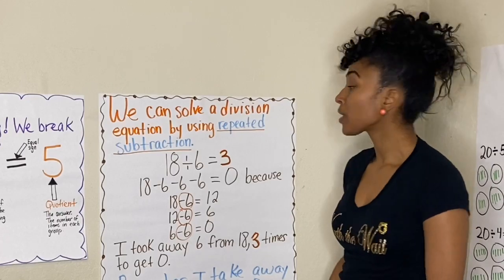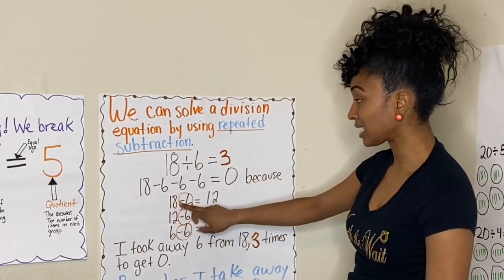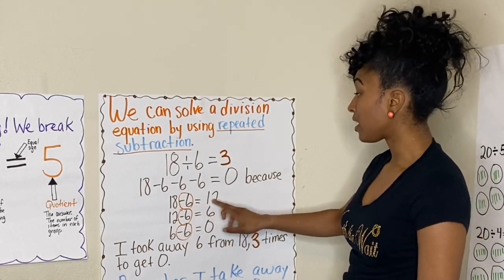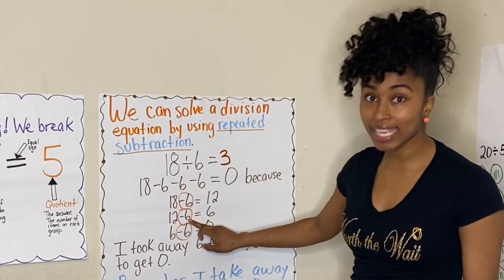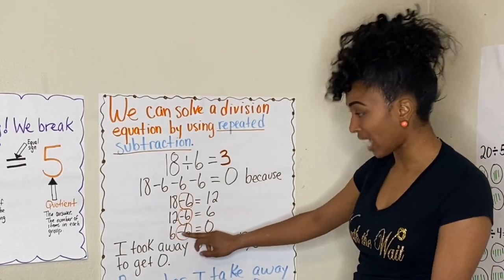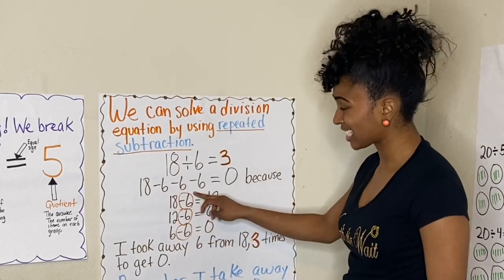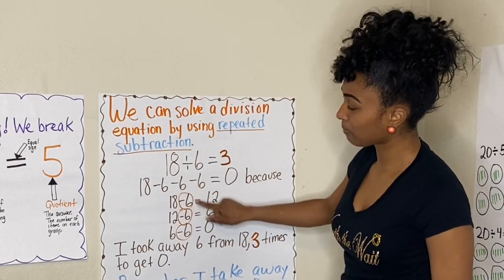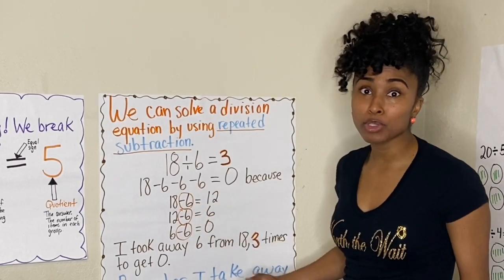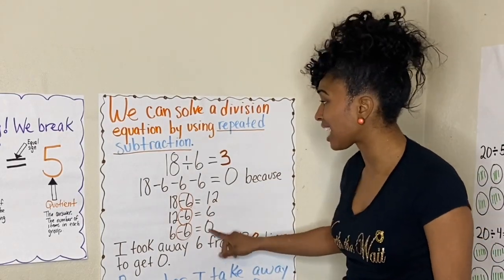Exactly. That's what you do. So that's what I did here. I started with 18. I subtract 6 the first time. I got 12. Then I have 12. I subtract 6 again. I get 6. Now I have 6. I subtract 6 again. And then I get 0. I subtracted 6 one time, 2 times, 3 times. I subtracted 6 how many times?